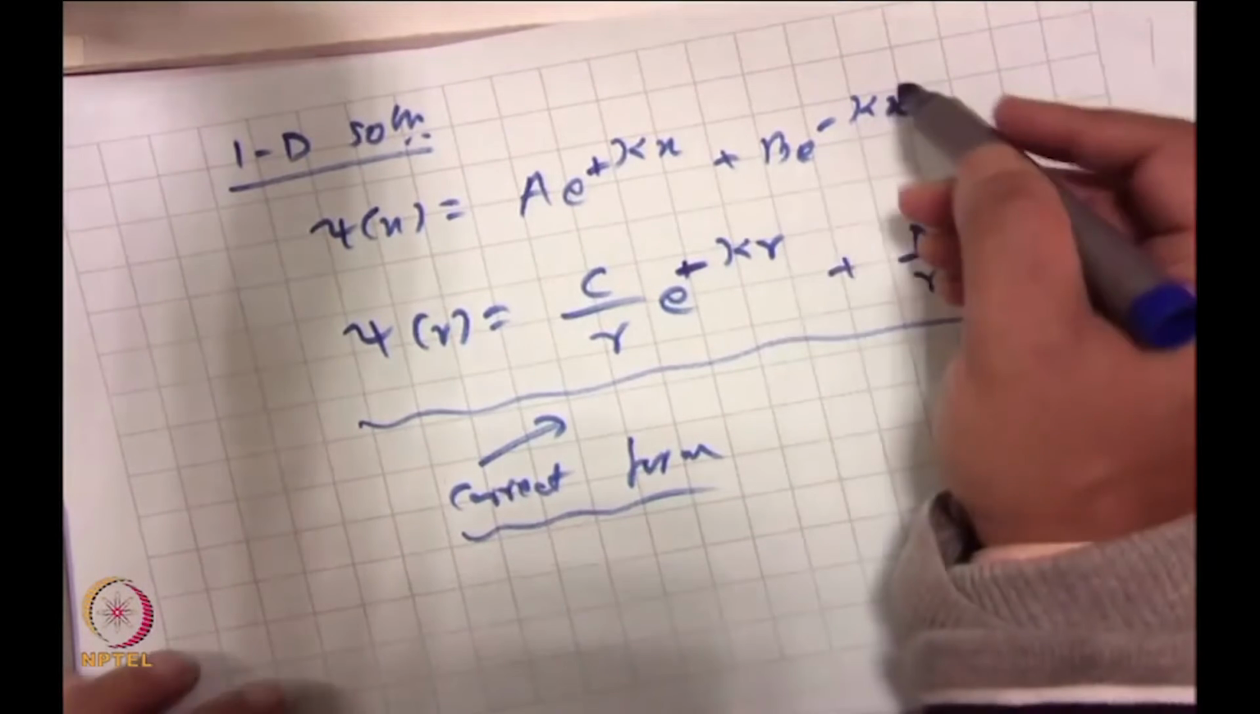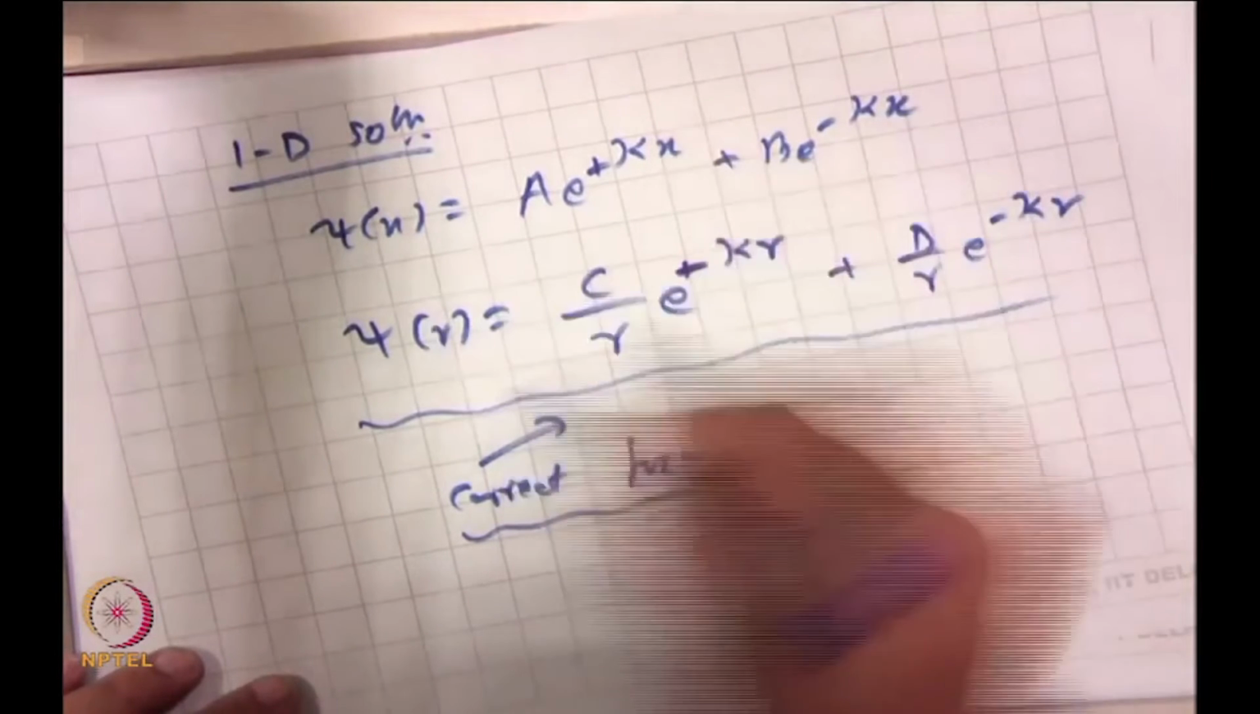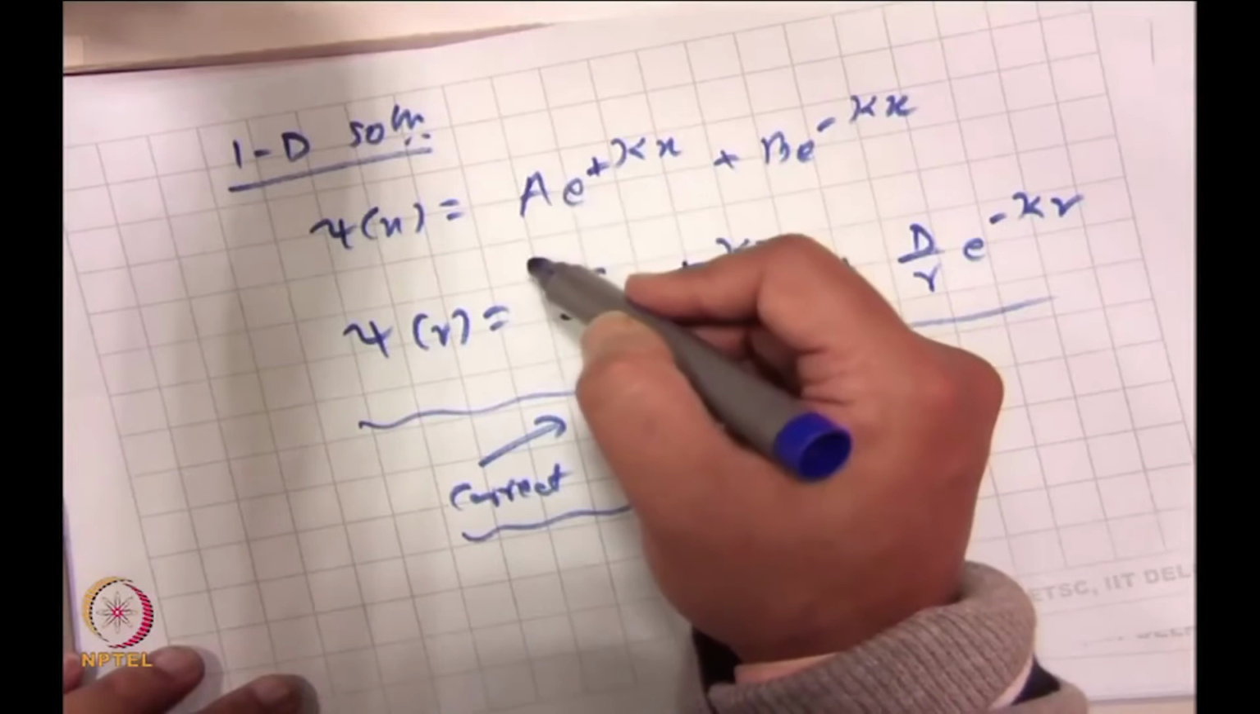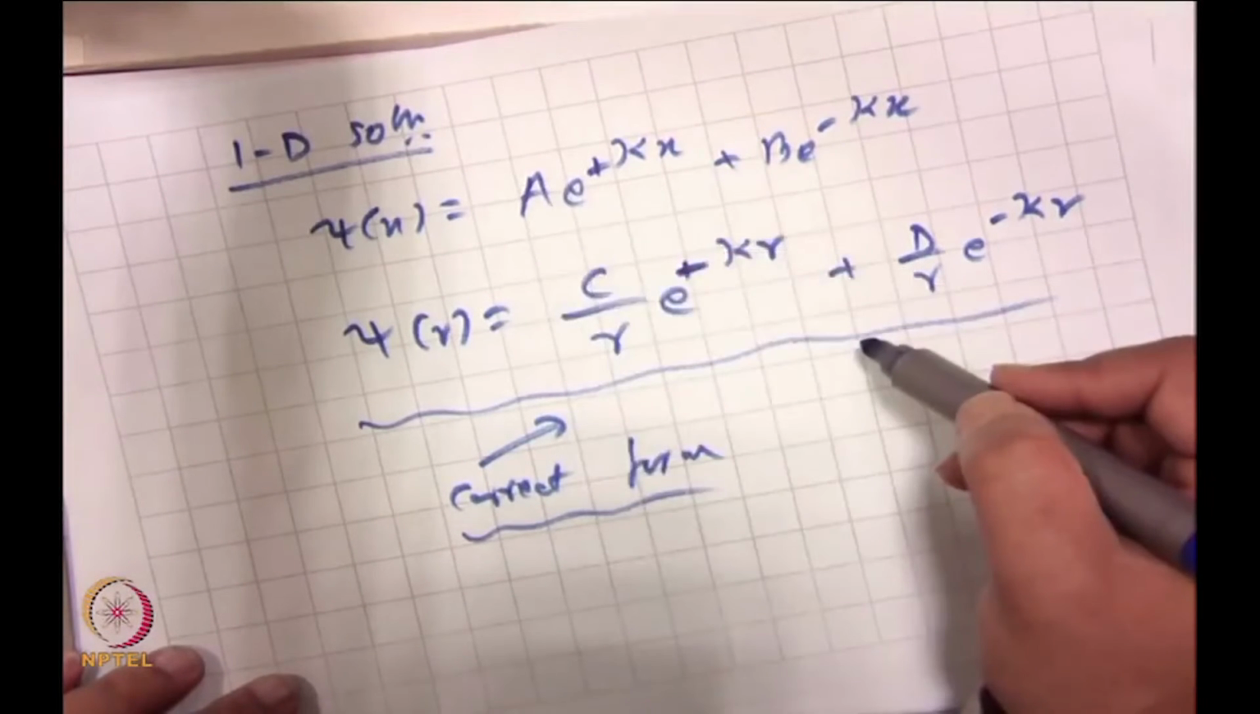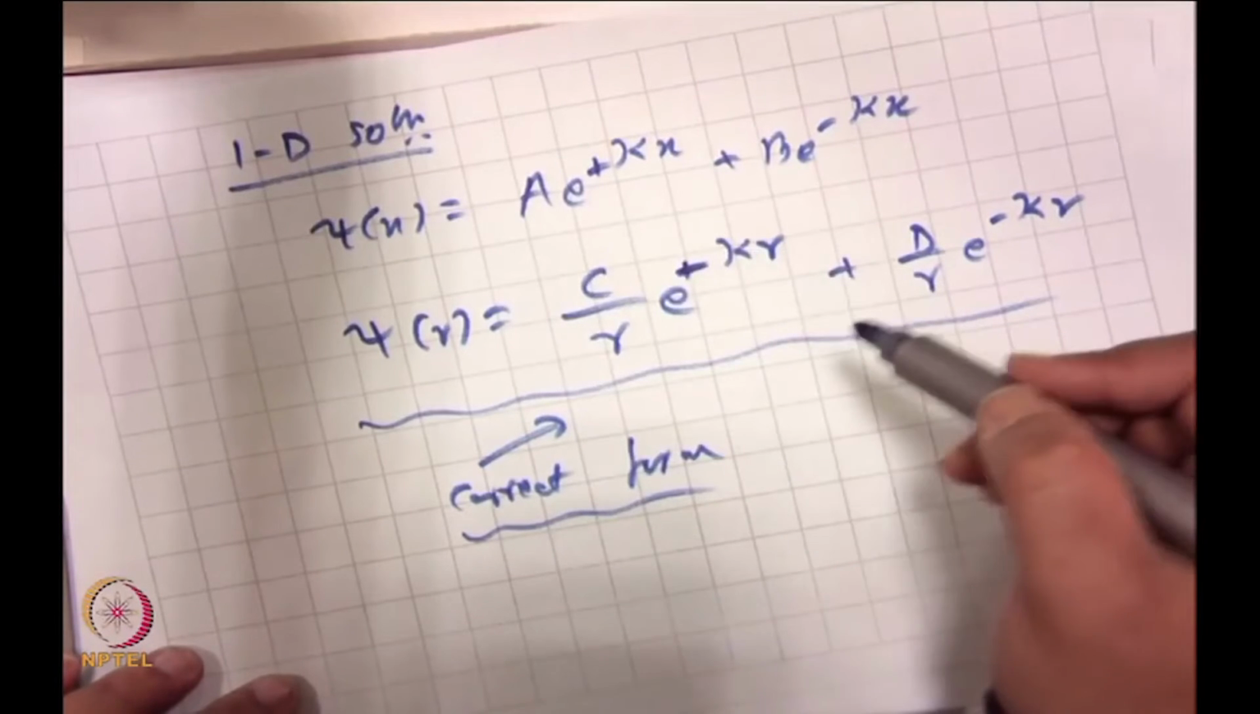It is like x. Here x has been changed to r. The only thing is, in this case there was no inverse of r dependence. Here I have an inverse of r dependence. That is the only change I have in this case.